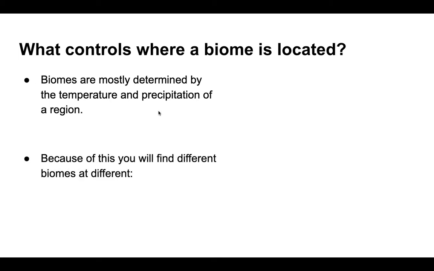Now, because of this, you're going to find biomes at different latitudes because latitude is going to affect temperature and precipitation. And you're also going to get different biomes at different elevations because how high above sea level you are will also affect the temperature and the precipitation of that particular area. So I'm going to take you through some examples of each of those.